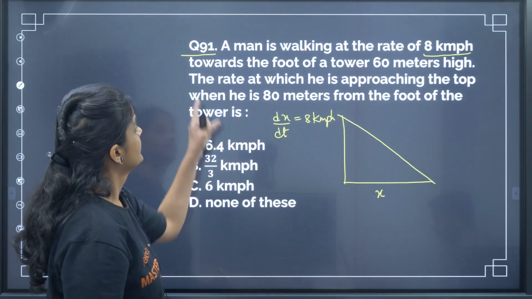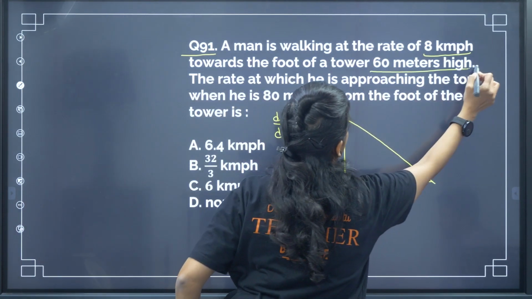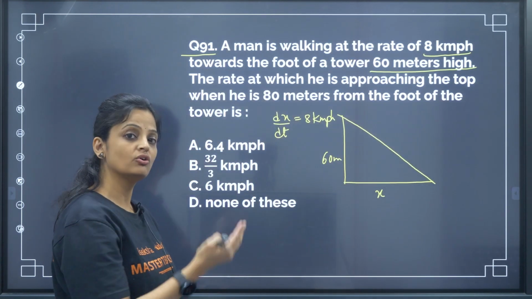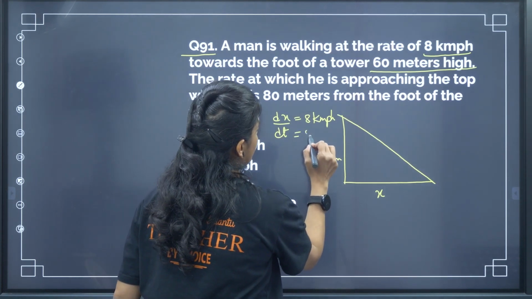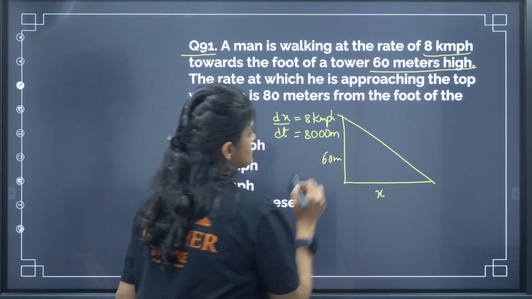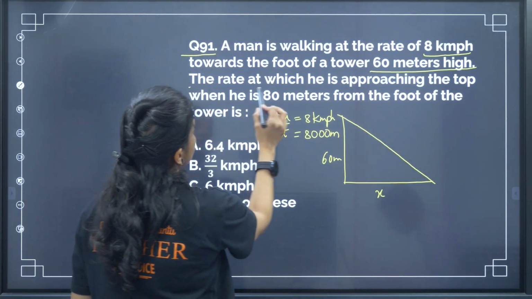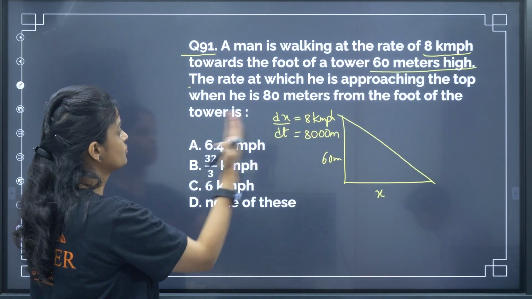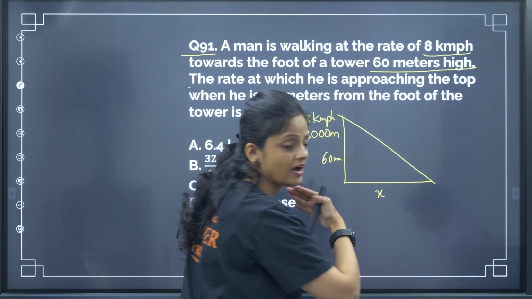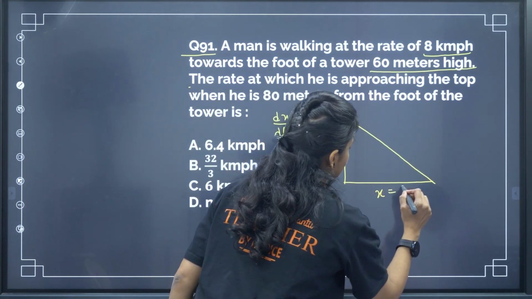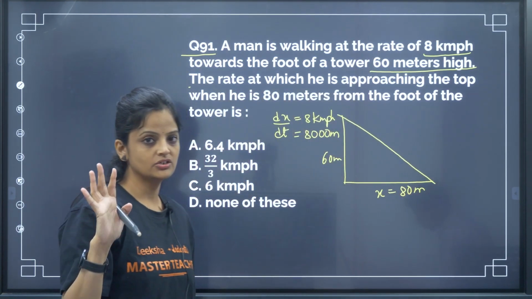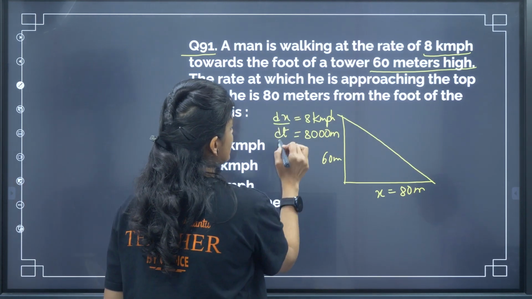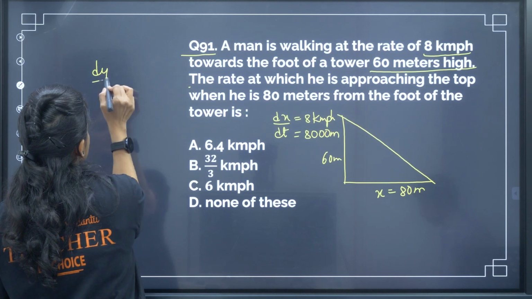Then the tower is of height 60 meters. So this is in meters, and I have to convert dx by dt also into meters. So it will be 8000 meters per hour, right? Then the rate at which he is approaching the top when he is 80 meters from the foot of the tower. You remember doing this 5 mark question in your NCERT in the rate measure chapter? Same thing here. dx by dt is given, dy by dt is what we need to get.